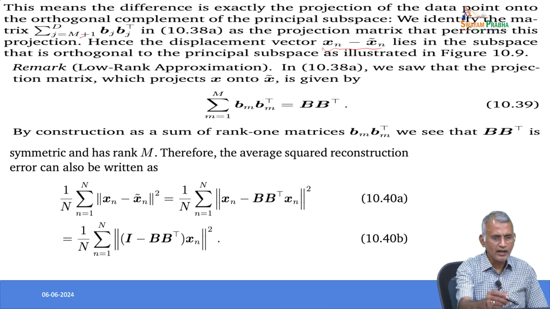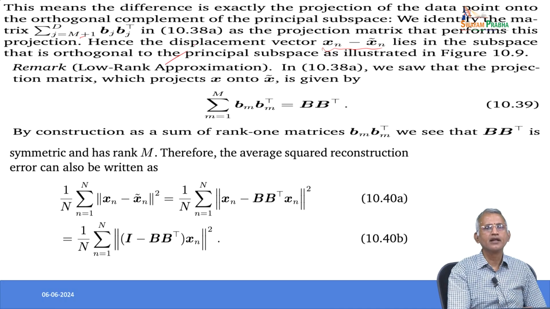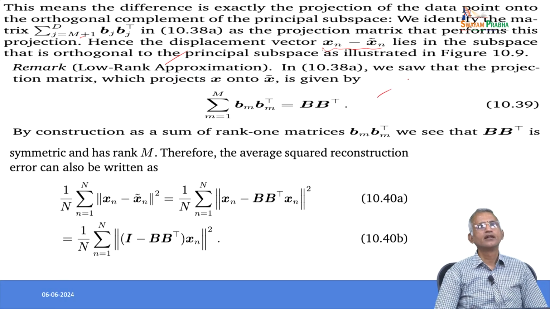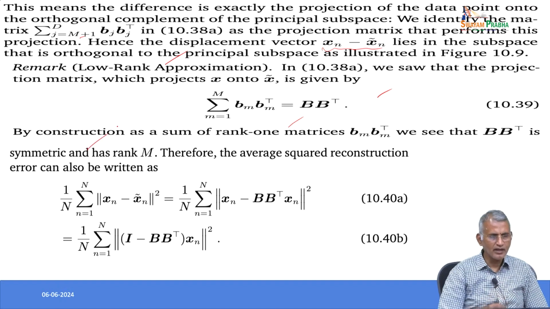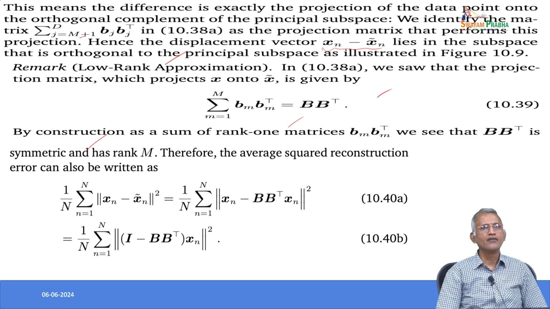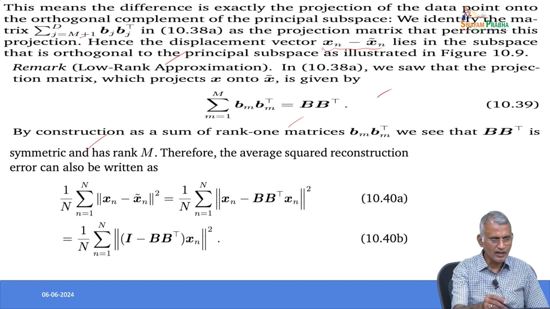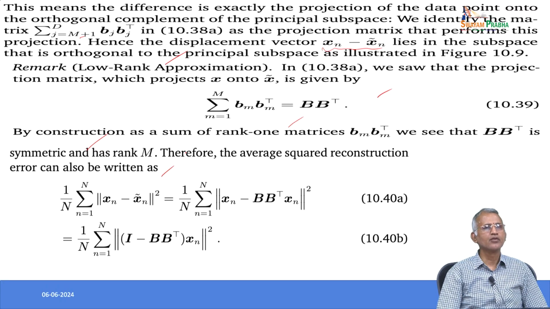So, we have a note on low rank approximation. In 3.8a, we saw that the projection matrix which projects x onto x bar is given by summation m equal to 1 to M b_m b_m transpose, which is equal to BB transpose. So, by construction as a sum of the rank 1 matrices b_m b_m transpose, we see that BB transpose is symmetric and has rank M. Therefore, the average squared reconstruction error can also be written as 1 by N summation n equal to 1 to N norm of x_n minus x_n bar squared, which is equal to 1 by N summation n equal to 1 to N norm of x_n minus BB transpose x_n squared.